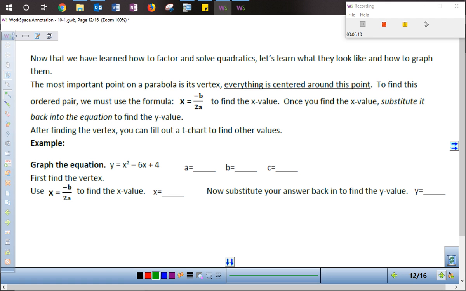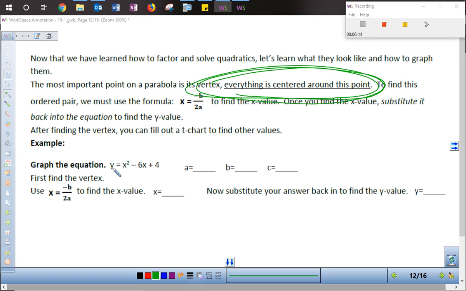Now that we've learned how to factor and solve, we want to graph them. So the most important point on the parabola is this vertex. Everything is centered around this point. So before you even start graphing, you have to find this ordered pair. Now to find the ordered pair, we need to use this nice little formula here. x equals the opposite of b over 2 times a. That's going to find me the x value of the vertex. And once I find that x value, I can plug it back in and find the y value. So let's do an example together.